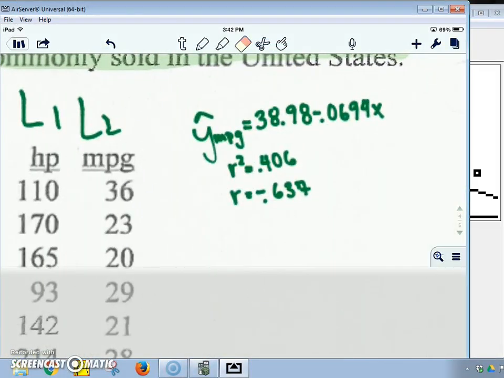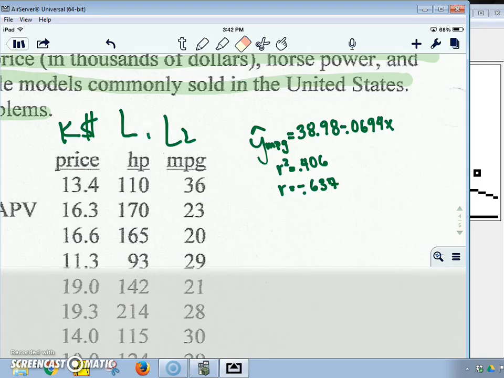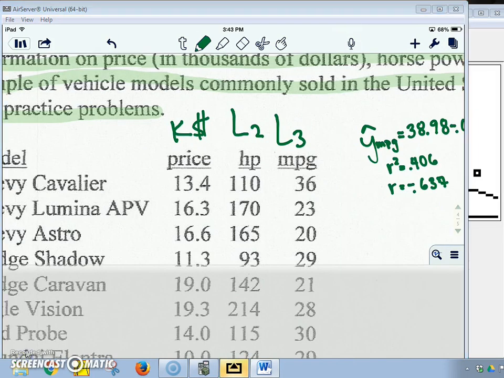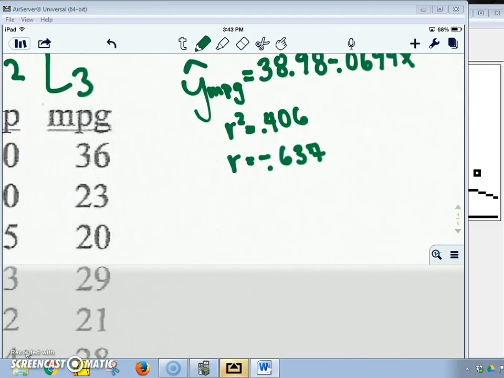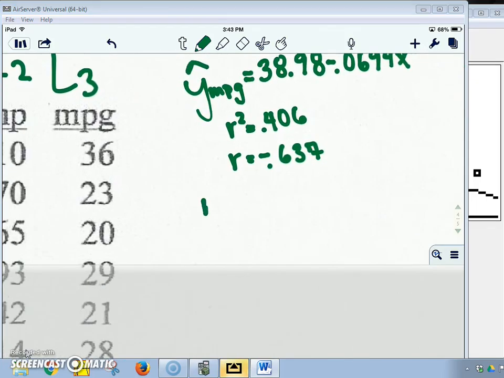So I wrote down my equation, the predicted miles per gallon. Okay, equation, the R squared, which says about 40.6% of the change in miles per gallon can be explained, I shouldn't say caused, by horsepower. And I had this in list 2 and this in list 3. And then my R is negative 0.637, which is a fairly low R. With an R that low, I'd say maybe it is a moderate or moderately weak negative correlation.